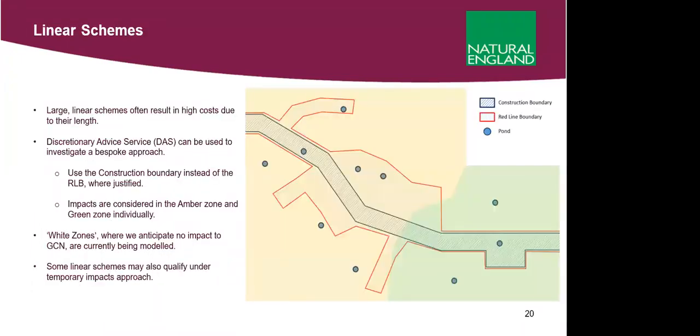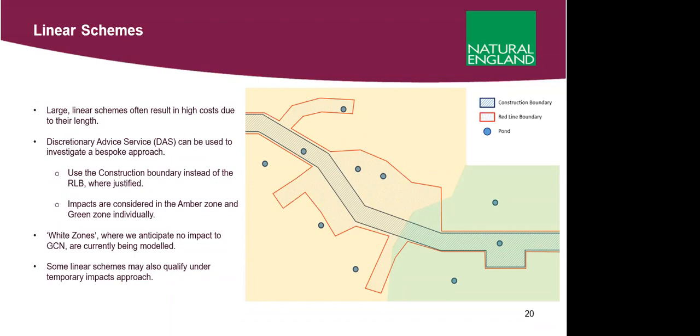Okay, thanks, Greg. And finally, some very large linear schemes we've been discussing over the last couple of years with DLL. Recognise here that when you get to this scale, mainly the fact that we work to the red line boundary causes costs to be disproportionate really to the impacts that are happening. So we've introduced a discretionary advice approach for us to look at DLL slightly differently for these schemes.